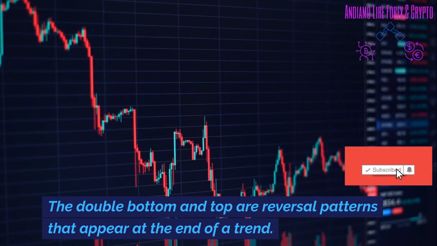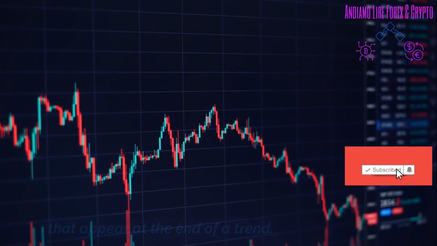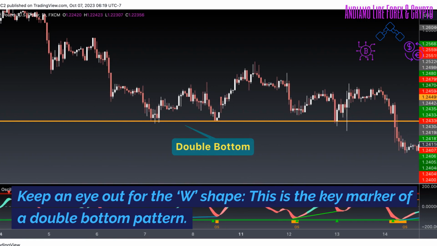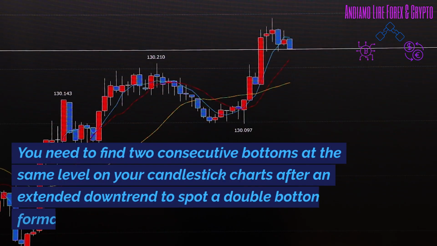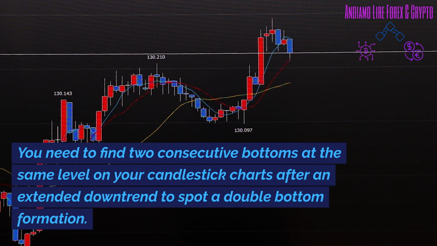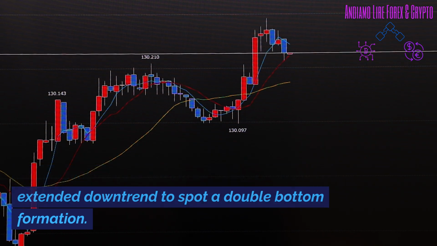The double bottom and top are reversal patterns that appear at the end of a trend. Keep an eye out for the W shape. This is the key marker of a double bottom pattern. You need to find two consecutive bottoms at the same level on your candlestick charts after an extended downtrend to spot a double bottom formation.